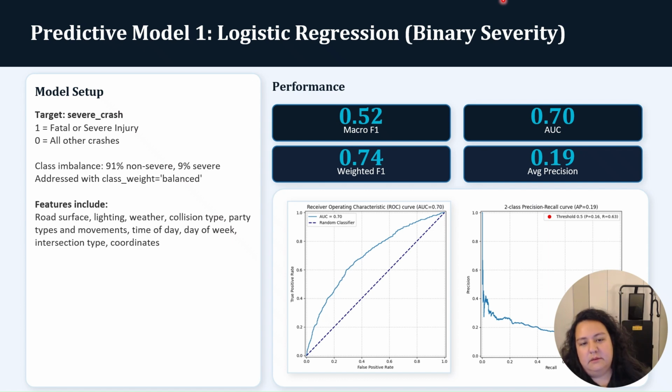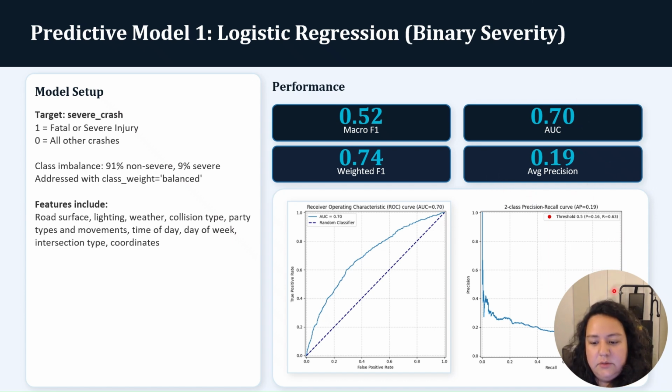Raw accuracy doesn't beat the majority class baseline because predicting non-severe all the time would be right 91% of the time. But of course, that's the wrong metric for imbalanced classification. And so the AUC of 0.7 means that the model is correctly ranking a randomly selected severe crash as more likely to be severe than a randomly selected non-severe crash 70% of the time.